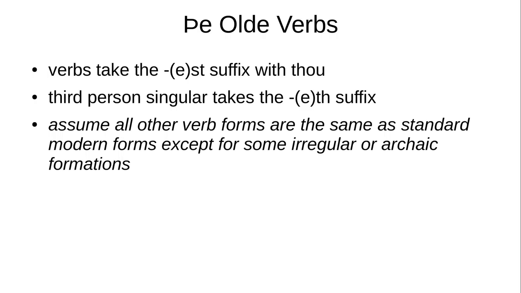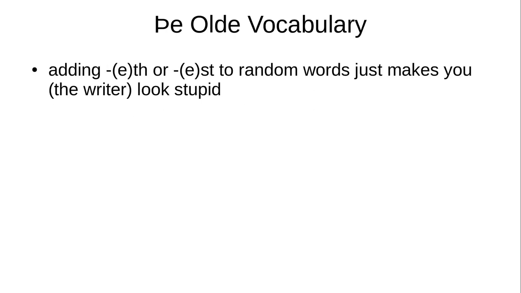Now, here is the important thing for getting it right with your verbs. You should assume that every single other verb form is exactly the same as standard modern forms, except if it's one of the irregular or archaic formations that you've actually researched and discovered. Things like hast and hath for have are slightly irregular, although they do still follow the pattern somewhat. And it's important because modern English and early modern English are just not that different.